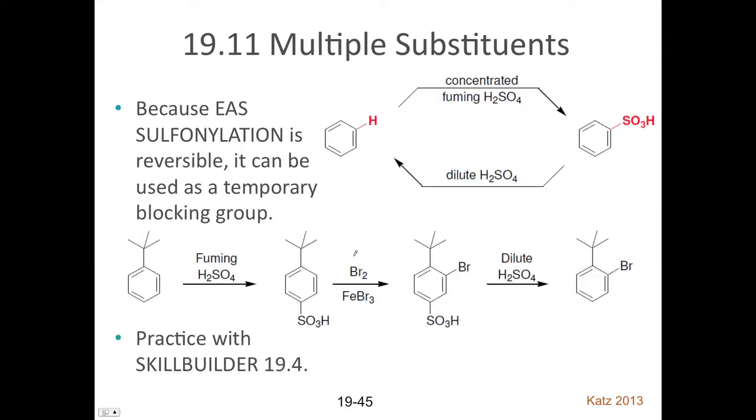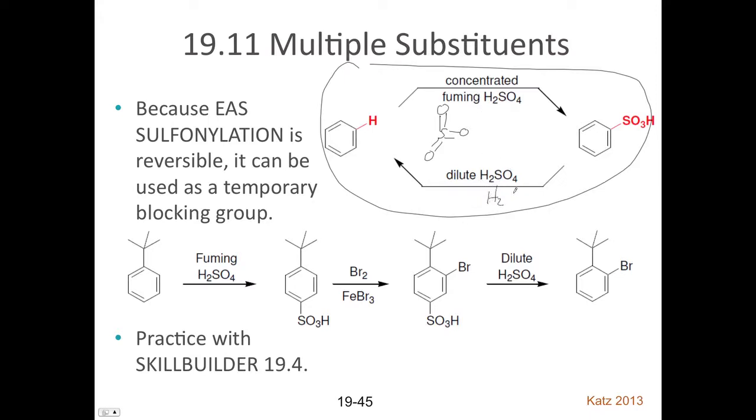Okay, how can we do this? Remember back a few slides ago, we said here's how you can do some sulfonylation using fuming sulfuric acid. Again, not sulfuric acid that's really pissed. It's just sulfur trioxide dissolved in sulfuric acid, right? That gives you this guy right here, and you can clip this guy off by using some dilute sulfuric acid, not fuming, but just some dilute sulfuric acid. So sulfuric acid in water.